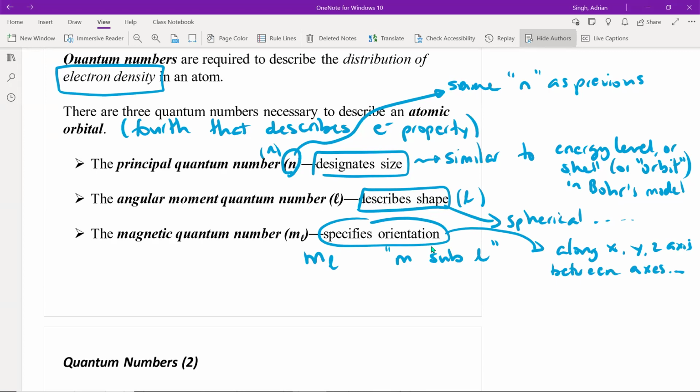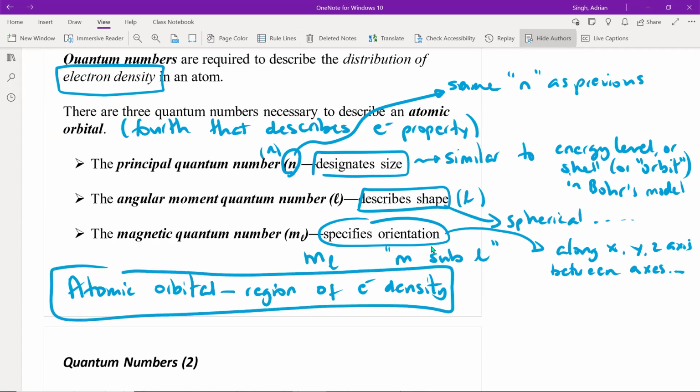Okay, so again, just to recap, the atomic orbital, in a broad sense of the word, is a region of electron density where there's a high probability of finding an electron. And we have three quantum numbers that describe that atomic orbital. Principal quantum number n is the size. Is it big? Is it small? The angular momentum quantum number, which is lowercase l, describes the shape, spherical or any other shape. Magnetic quantum number m sub l tells us the orientation. Is it along the axes? Is it between the axes?